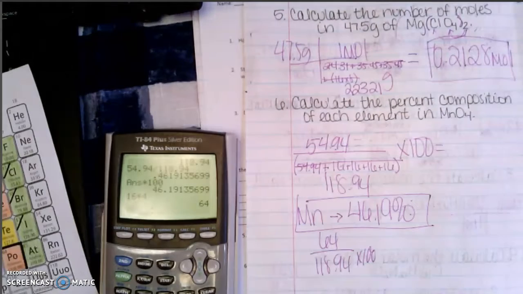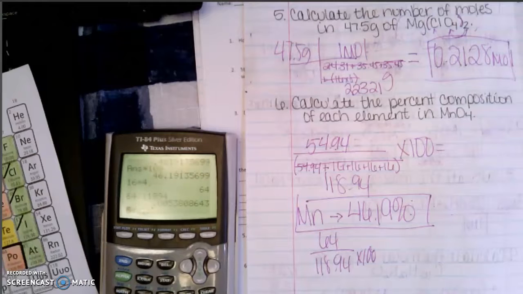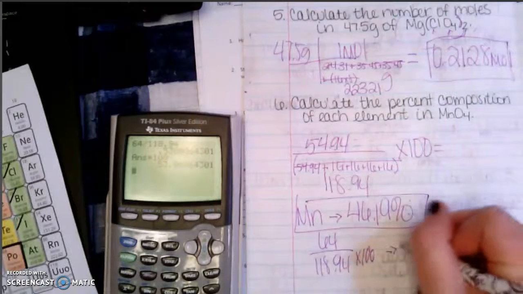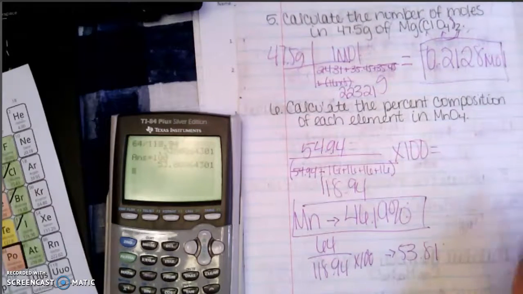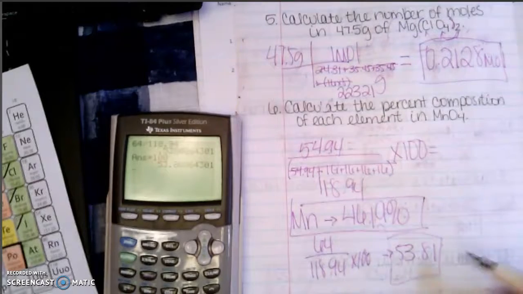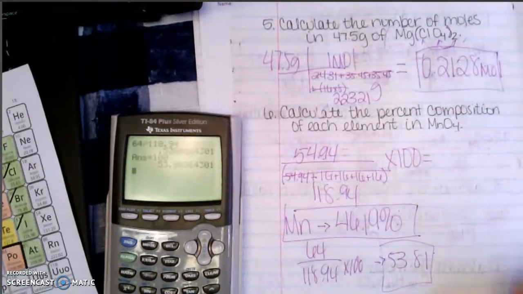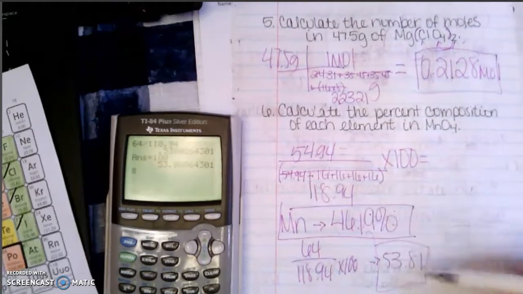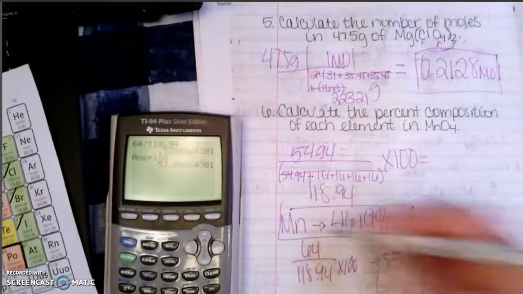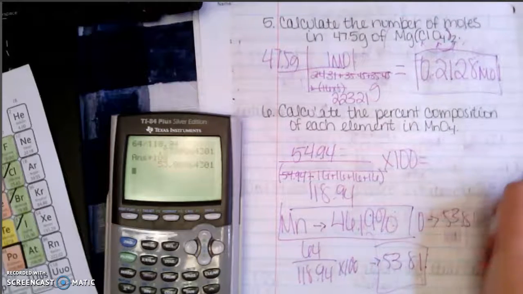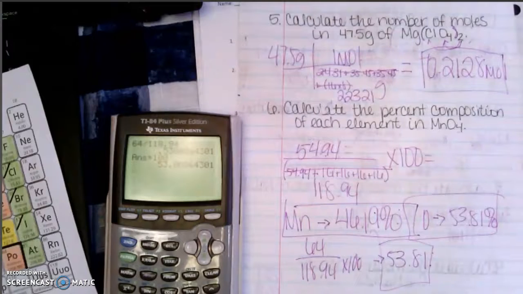So let me just put that real quick in. Oh no, that's wrong. Let me try that again. Forgot a decimal somewhere. That's better. Okay, so we have that, and we can call it there, or we can just take 100 minus your manganese number, because there's only 2 elements in that compound, so we can just say 100 minus 46.19 gives us our answer. So your manganese is 46.19%, and your oxygen is 53.81%. And those are your percent compositions.